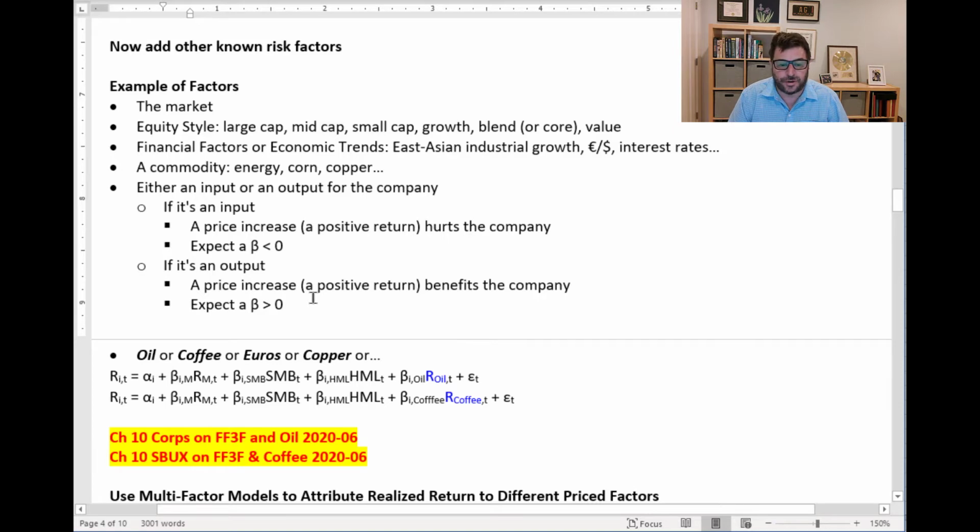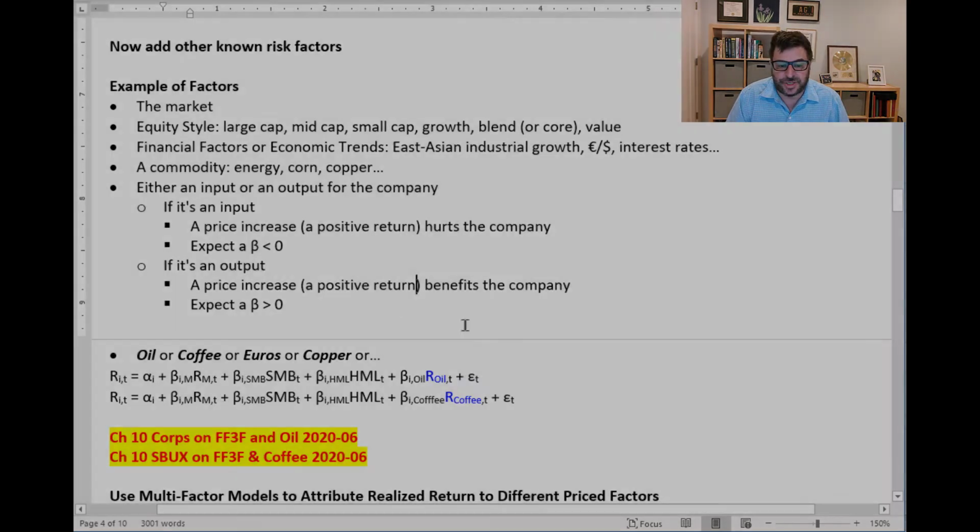And so here's two models that we can look at. We have oil or coffee or euros or copper. We can look at the return of a stock. It's alpha, it's beta relative to the market, it's beta relative to the small stock premium, it's beta relative to the value stock premium, and to this we can add oil, for example, or we can add coffee, for example.